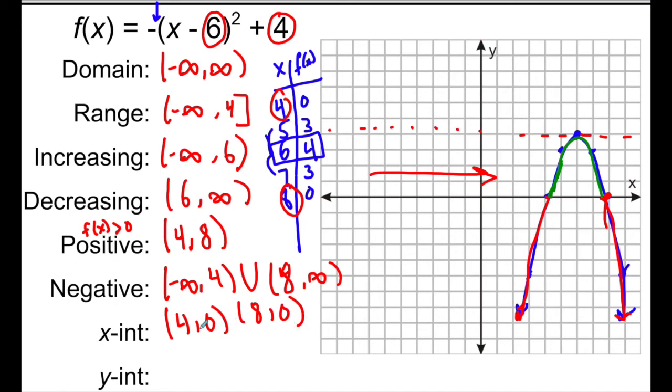Okay. Finally, I get 4, 0, and 8, 0 for my x-intercepts. And to get the y-intercept, even though we can't see it, what would I plug in for x? It'd have to be 0. So I would do 0 minus 6, which is negative 6. Negative 6 squared is 36. The negative makes it a negative 36. I add 4. I end up with 0, negative 32. And quadratics are just kind of funky like that.